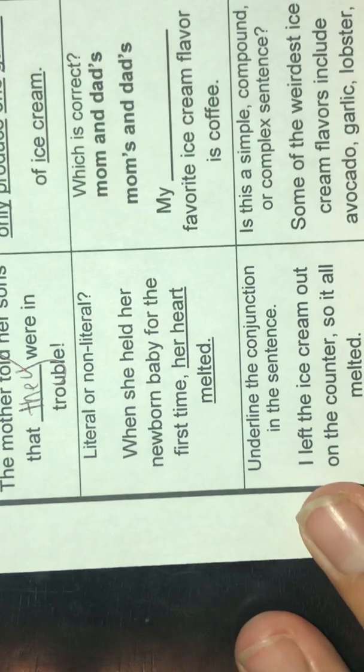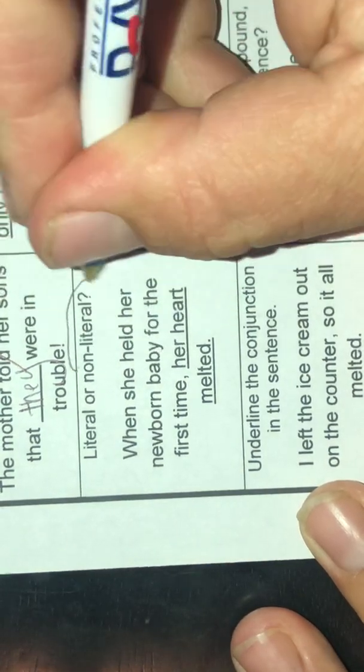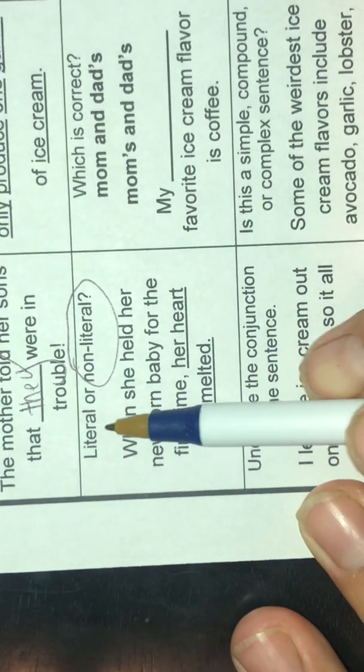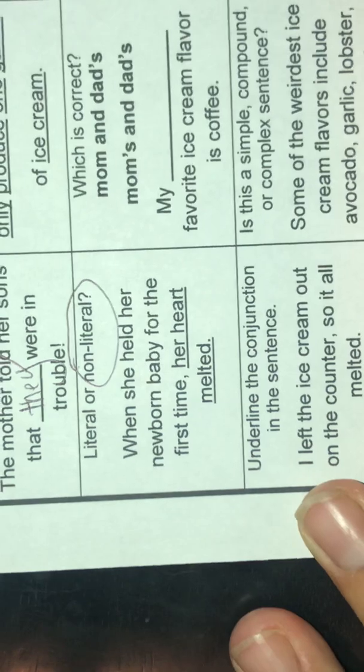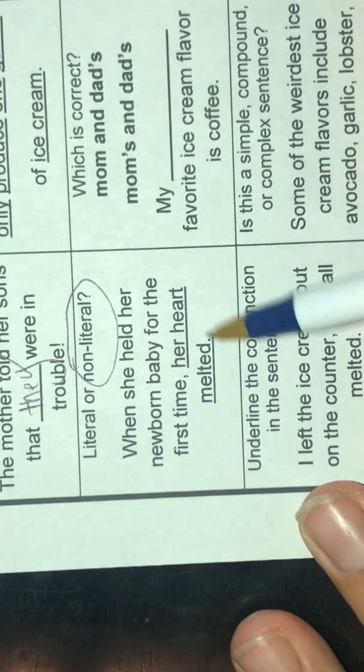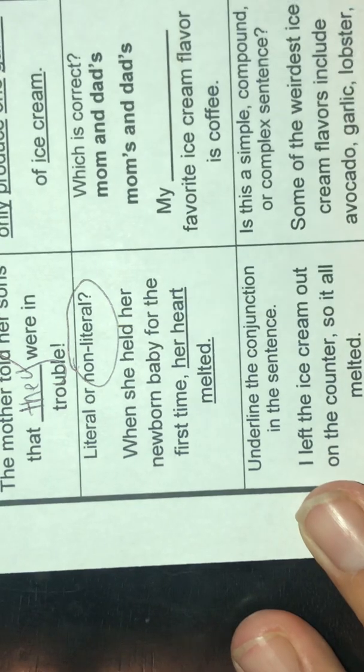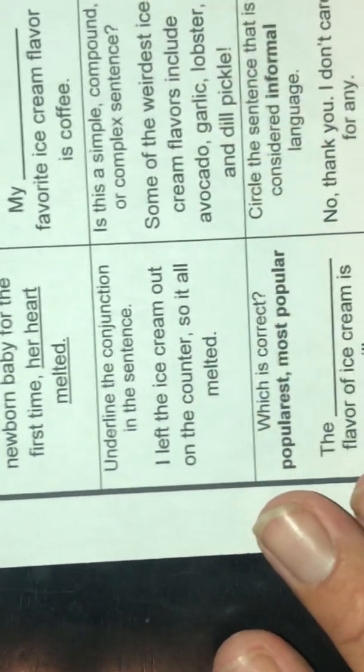Literal or non-literal? When she held her newborn baby for the first time, her heart melted. This is non-literal, because her heart did not actually melt. Literal means it really actually happened that way. But her heart didn't melt, so it didn't actually happen that way. It's more of a figure of speech.